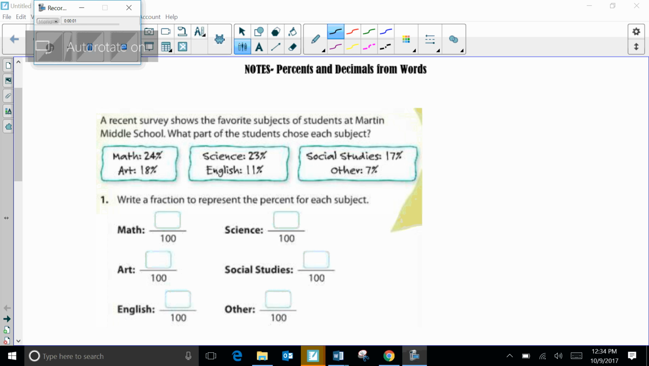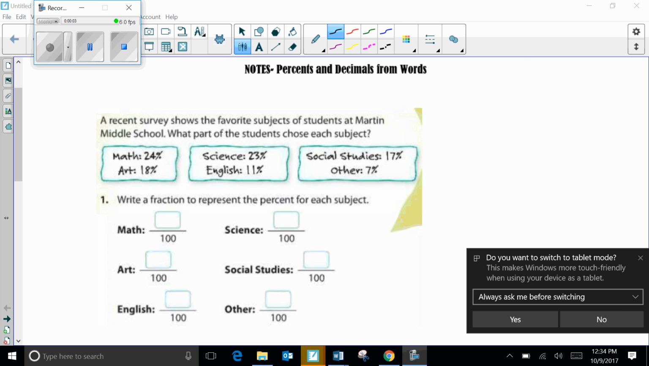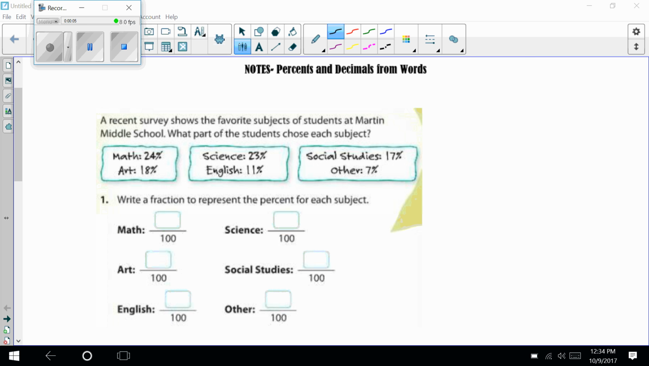Hey guys, today we are going to be working with word problems and dealing with percents and decimals, fractions as well. So let's look at number 1. It says, a recent survey shows the favorite subjects of math at Martin Middle School. What part of the students chose each subject?